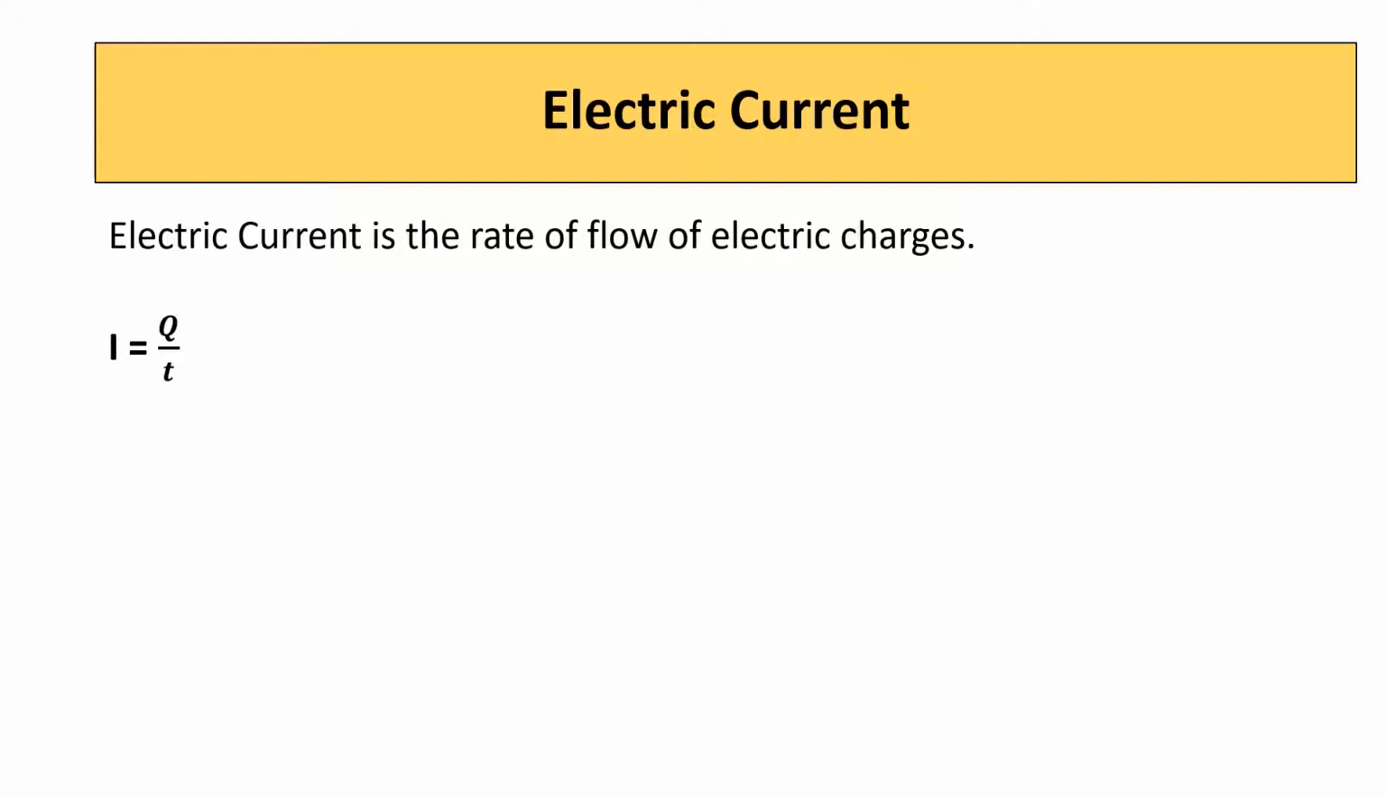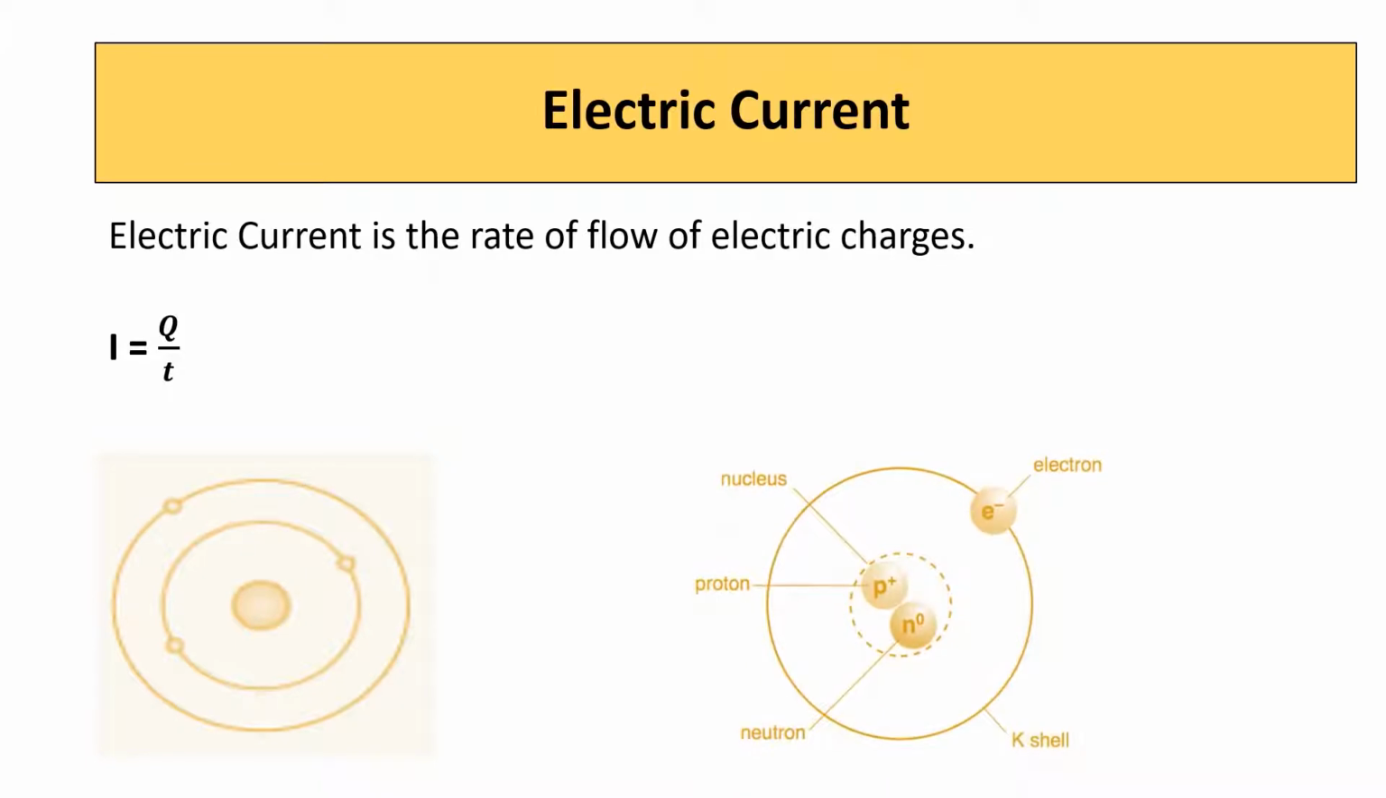You might have learned the atomic structure. According to Bohr model of atom, the nucleus is at the center and electrons are revolving round the nucleus. You know that this nucleus contains protons and neutrons, where protons are positively charged particles and neutrons have no charge. Electrons are negatively charged particles and they are revolving around the nucleus.